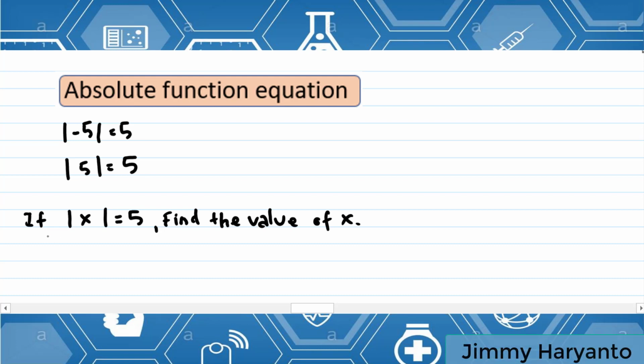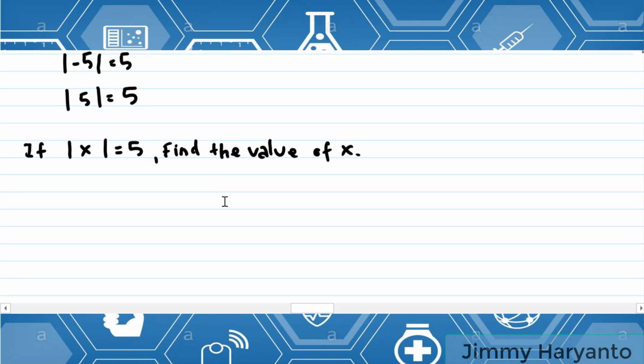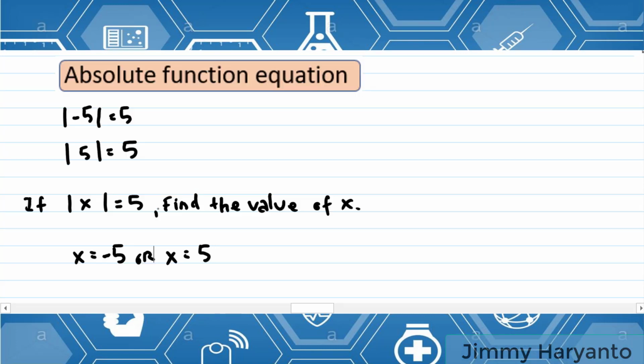And then I have a question. If the absolute value of x equals 5, find the value of x. What is the value of x that is possible? From that illustration, we know that x can be negative 5 and x also can be 5. So we have two answers right here. It can be negative 5 or 5.